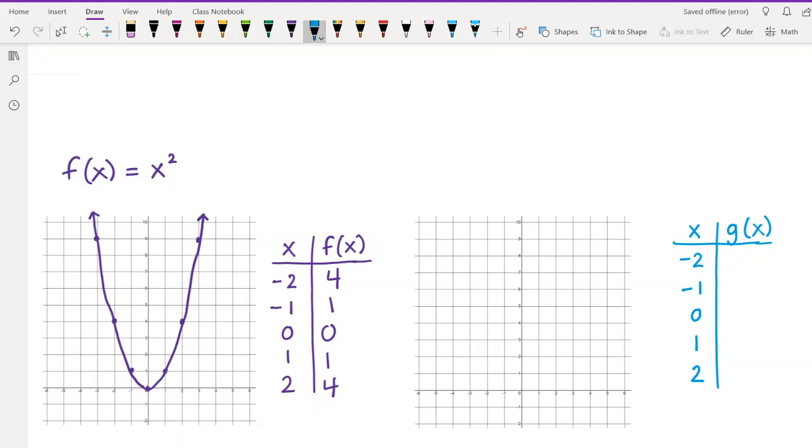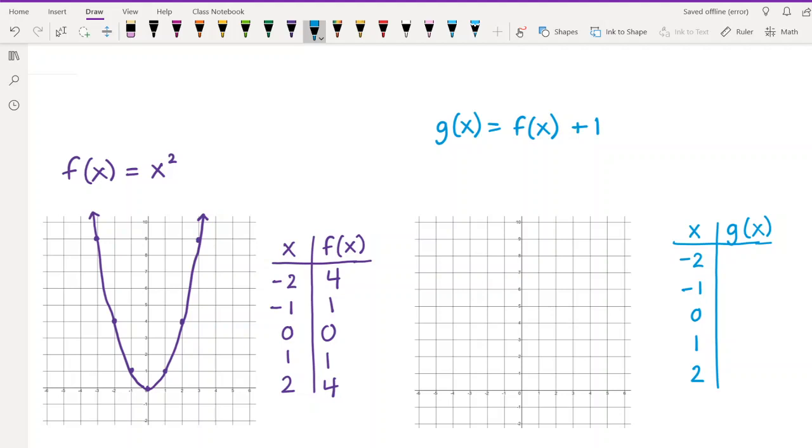So now what we're going to do is make a new function called g of x. The way that we're going to create this function g of x is by taking f of x and changing it in some way. Specifically, in this case, we're going to take f of x and add 1 to it. And we're going to see what effect that has on the graph, so that we can see how the transformation in the formula affects the transformation in the graph.